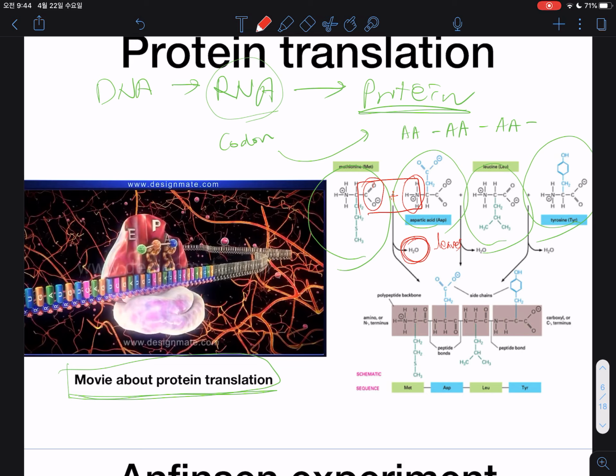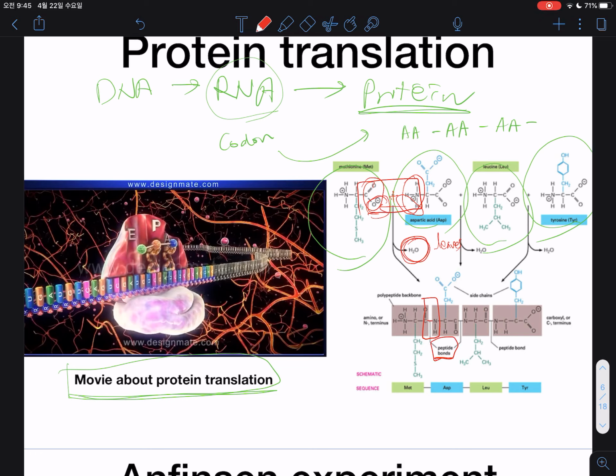So let's say these ones are combined, and the rest of the group forms a covalent bond. They form a bond called a peptide bond. There is a COO and an NH, so they form a single covalent bond, and this is called a peptide bond.